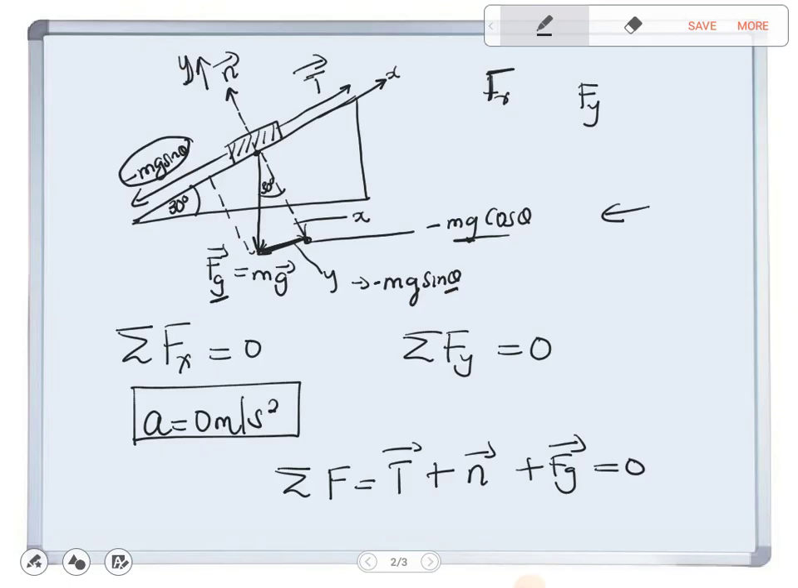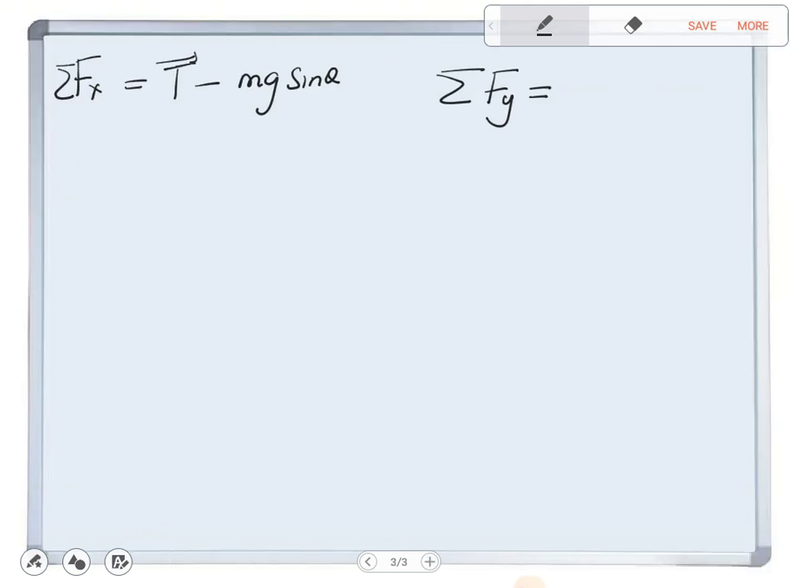Then in the y, we have this one here is the normal. Which one else do we have? We have this guy here. It's pointing down, right? Same line as that one. So in the y we have N minus mg cos theta. What we are saying is that all these, when you add them, should give you 0. So this one should be equal to 0, and that one should be equal to 0.